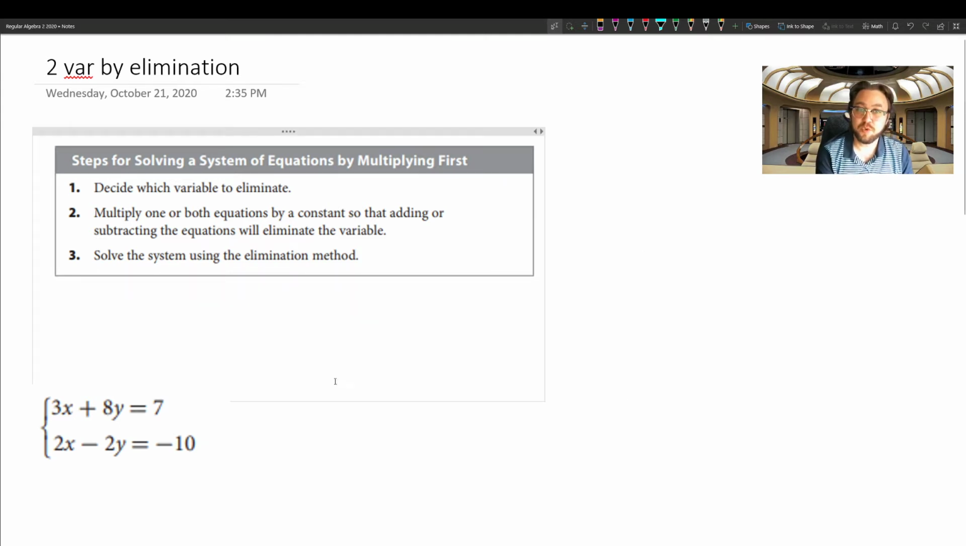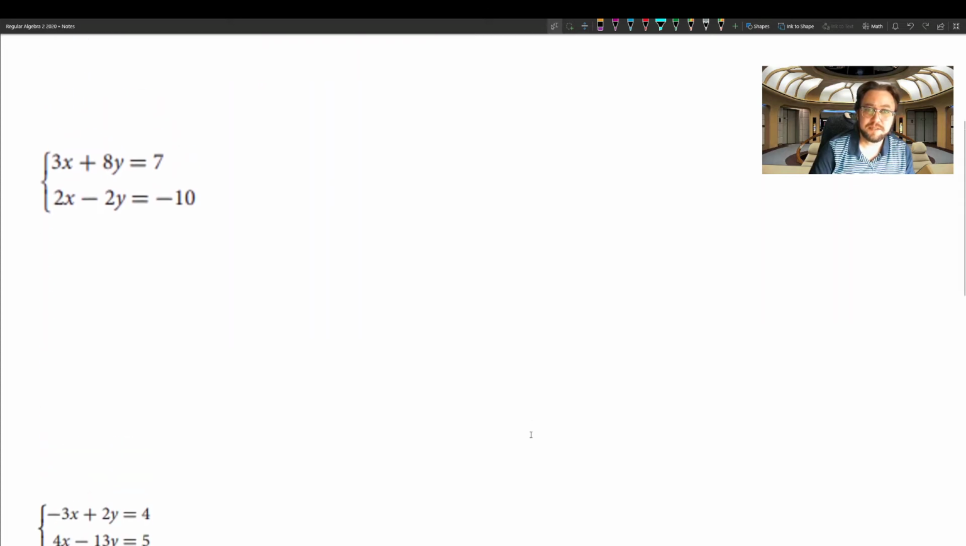The basic steps are: number one, decide which variable we want to eliminate. Number two, multiply one or both equations by some constant or constants so that adding or subtracting the equations will eliminate the variable. And number three, solve the system using the elimination method. So without further ado, let's get started. Let's look at this problem.